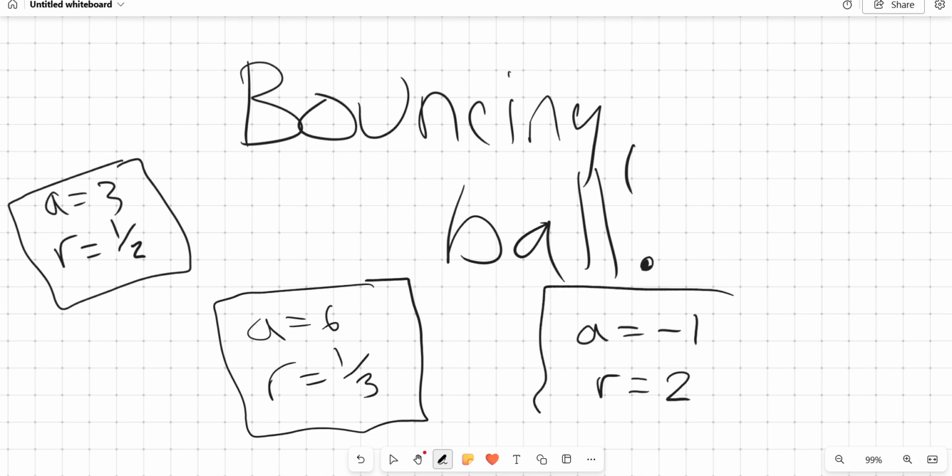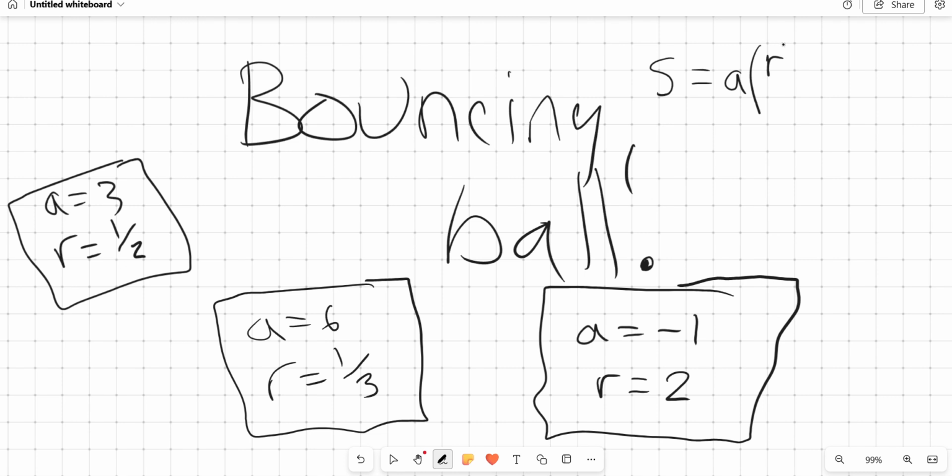Okay, you learn the most from practice, and if you already forgot, the formula is S equals a times r to the n plus 1 minus 1, over r minus 1.